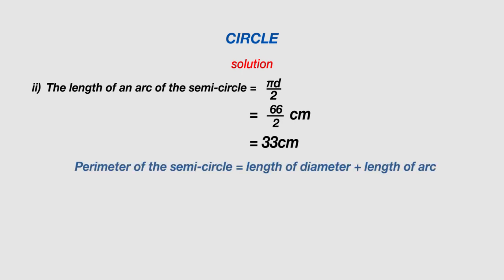But the perimeter of the semicircle when it is cut off will be the length of the straight part, the diameter, plus the length of the arc. And that gives us 21 plus 33. So our answer will be 54 centimeters.